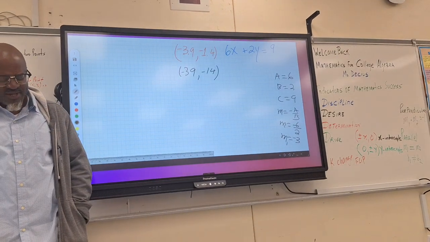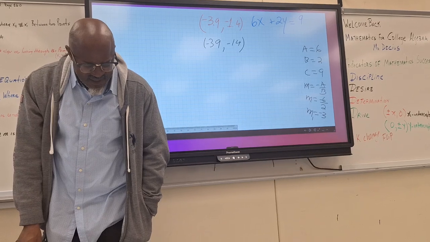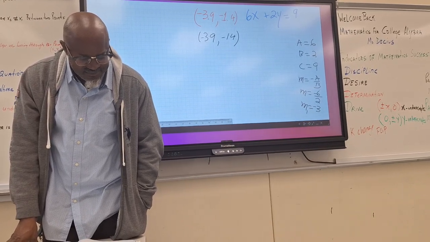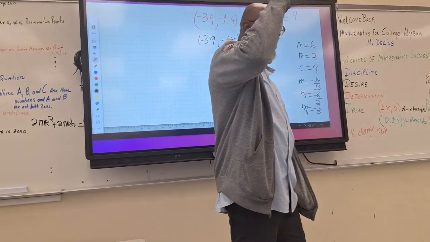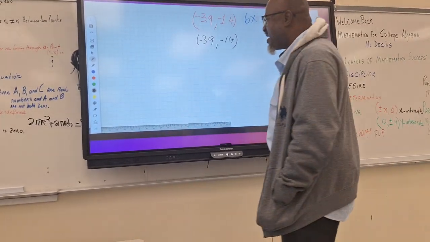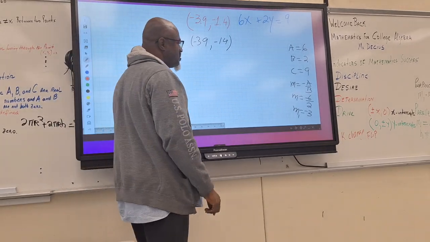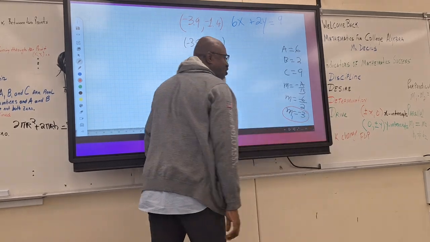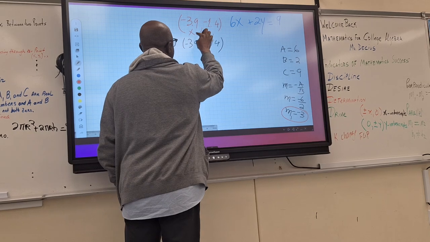Read the question. What are you supposed to do? Find equations of the lines that pass through the given point and are parallel and perpendicular. I will have to write two equations. For the parallel one, what slope must I use? Negative 3, the same slope. And this is my x1 and this is my y1.